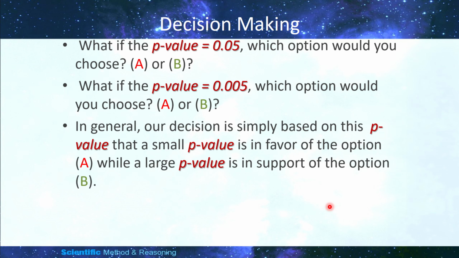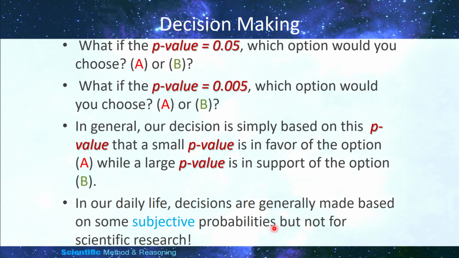But this is actually what you observed. In general, our decision is simply based on this p-value: a small p-value is in favor of option A, while a large p-value is in favor of option B. If this probability is extremely small, that is, if he did not do that deliberately, the probability of getting such a haircut or an even worse haircut is extremely small, which is highly unlikely, then you would doubt whether the assumption that he did not do that deliberately still holds true.